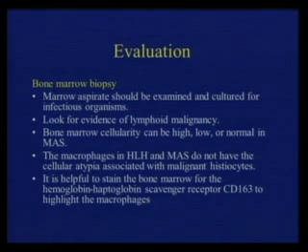When we get a bone marrow biopsy, the bone marrow aspirate should be examined and cultured for infectious organisms. We should look for malignancy. Cellularity in the bone marrow may be low, high, or normal. And we know that the macrophages present in secondary HLH and MAS do not have the cellular atypia associated with malignant histiocytes.